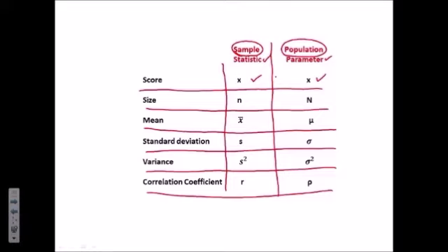N is the symbol for the sample size. If you're talking about a sample, it's lowercase n, and for a population, it's uppercase N. For a certain kind of average called a mean, if it's a sample mean, we're going to use X bar, X with a bar on top. And for a population, the mean is going to be signified by a Greek m called mu. The standard deviation is going to be s for a sample and a Greek sigma for a population. For the variance, s squared for a sample and sigma squared for a population. And finally, for correlation coefficients, r is the symbol we're going to use for a sample, and rho is the symbol we're going to use for a population.